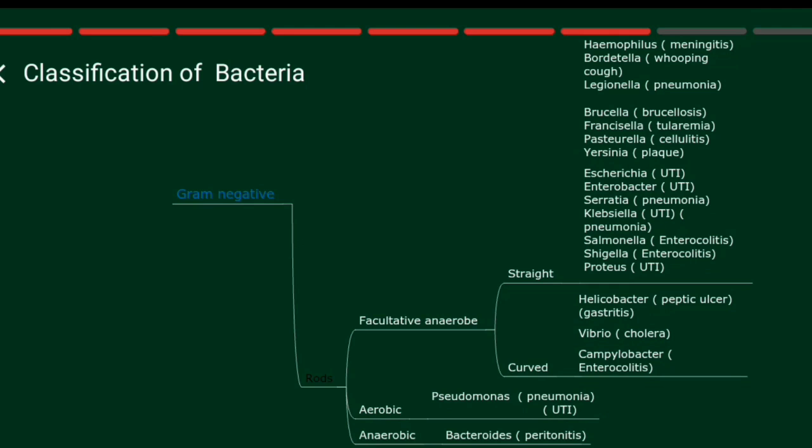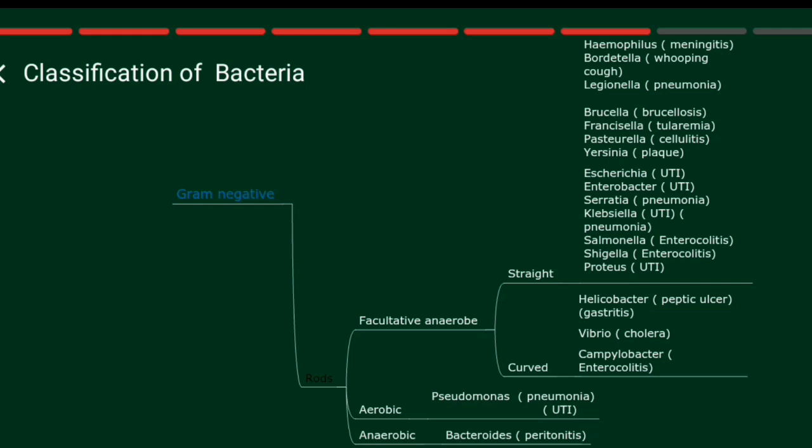As you can see, we have the straight and the curved. For the straight ones, we have Haemophilus, which causes meningitis. We have Bordetella, which causes whooping cough. We have Legionella, which causes pneumonia. We have Brucella, which causes brucellosis. We have Francisella, which causes tularemia. We have Pasteurella, which causes cellulitis. We have Yersinia, which causes plague.